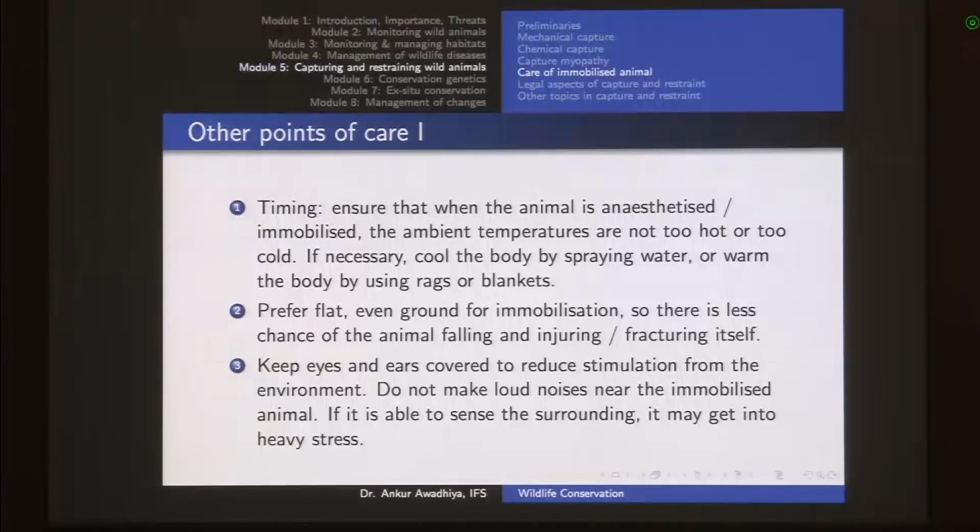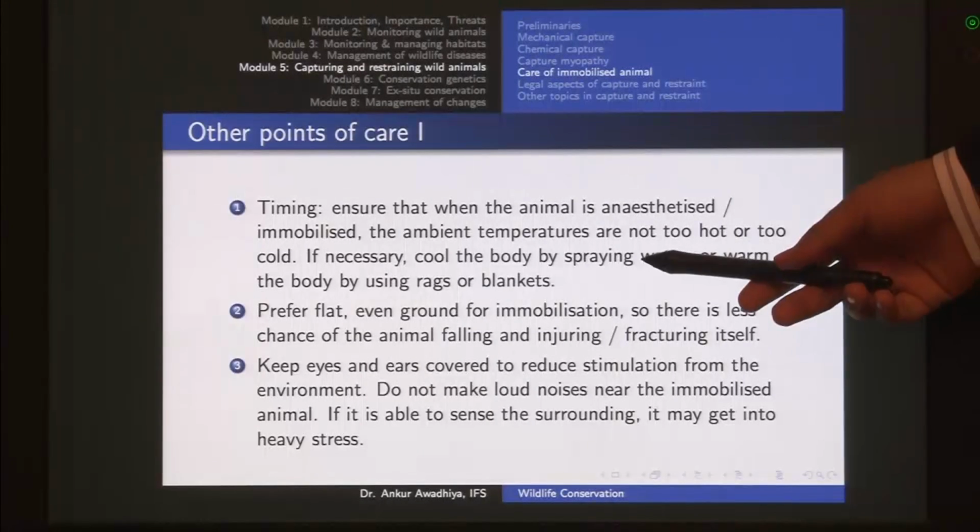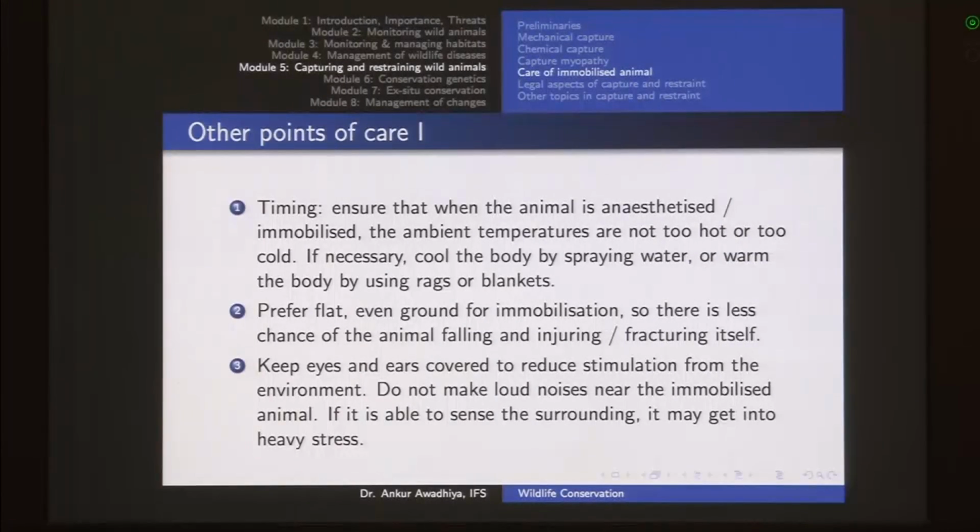So other points of care are that you do your operations at the right time. So ambient temperatures in the environment should not be too high or too low. So we normally go for early morning operations. If it is necessary, you cool the body by spraying water or warm the body by using racks or blankets. Then we prefer flat ground for immobilization, so that animal does not topple down, and there should not be a large size water body in which the animal could drown.